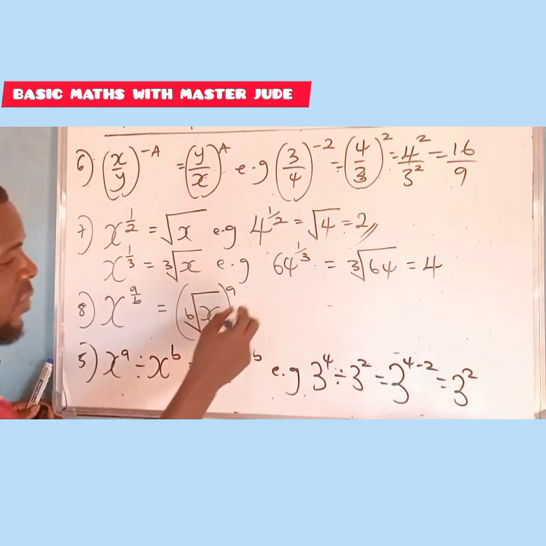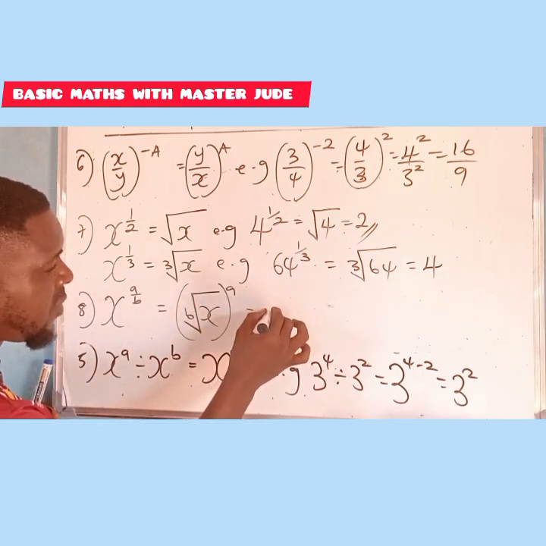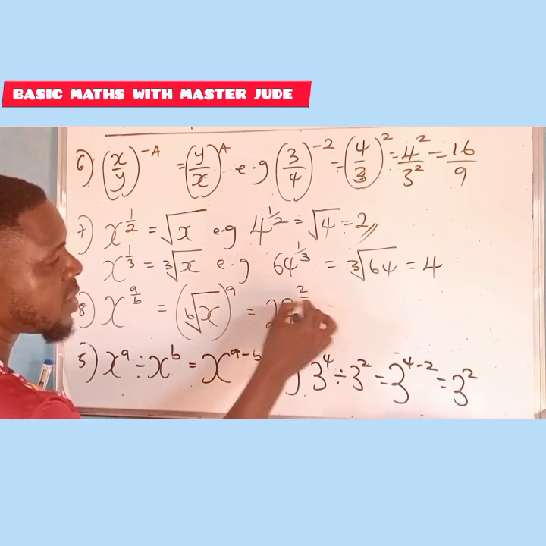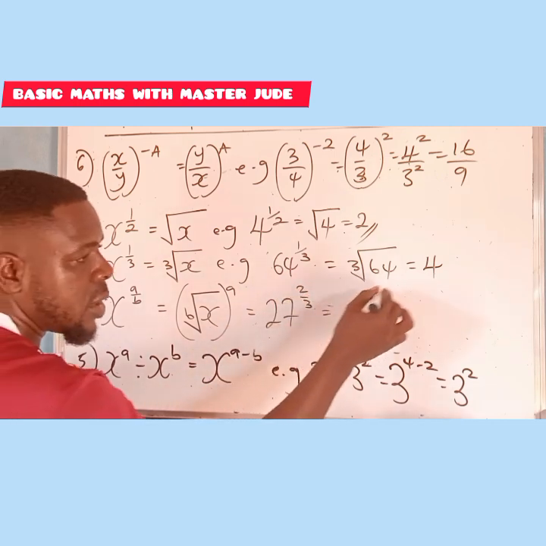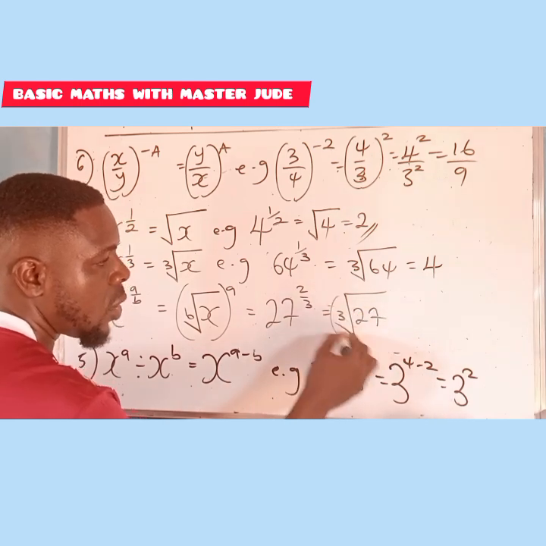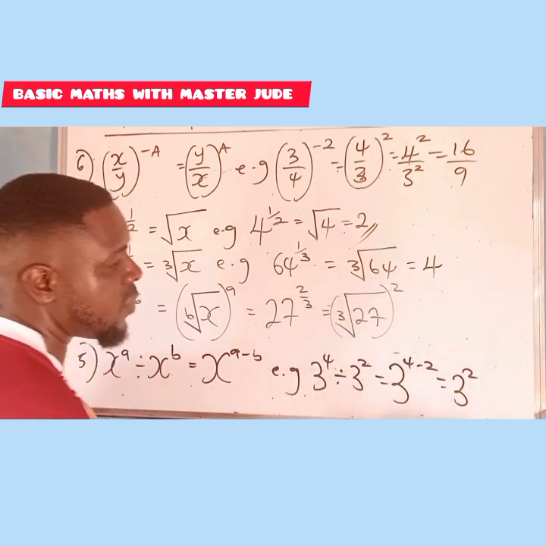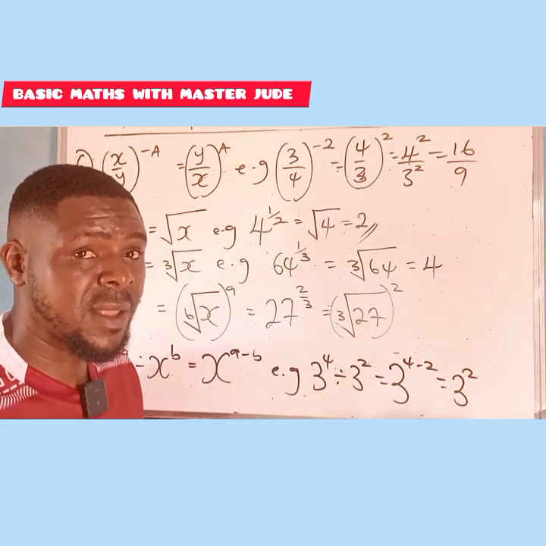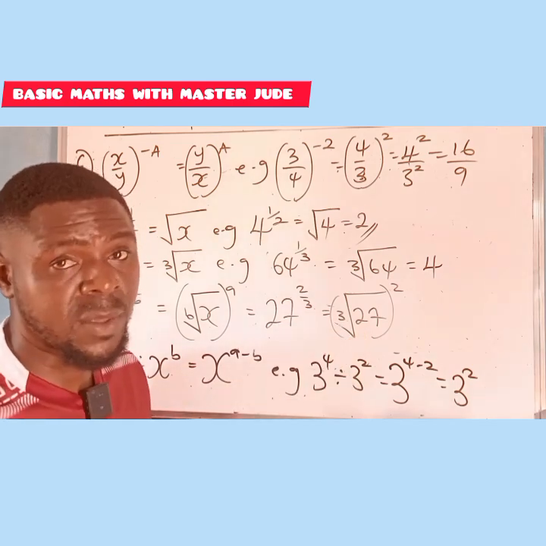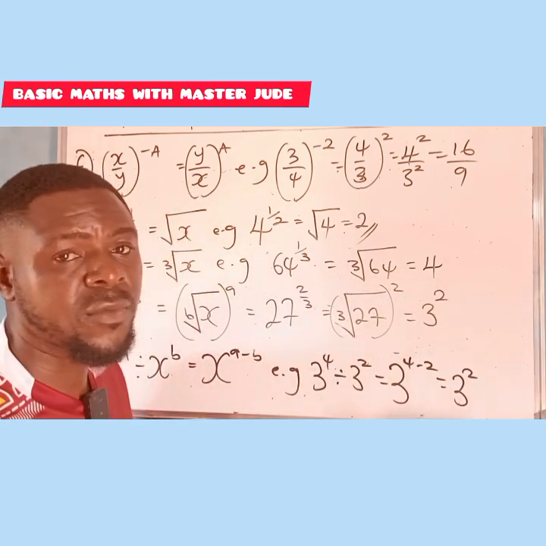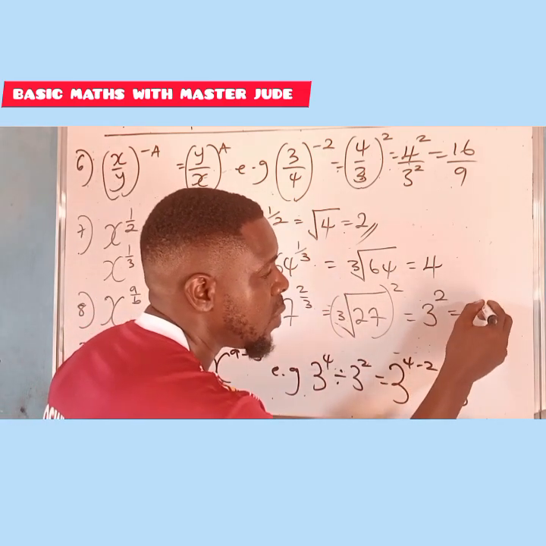For example, if I have 27 raised to power 2 over 3, this will give me cube root of 27 all raised to the power of 2. And cube root of 27 is 3. 3 times 3 times 3, into 3 places, will give me 27. So this will give me 3 raised to power 2. And 3 power 2 will give me 9 as my answer.